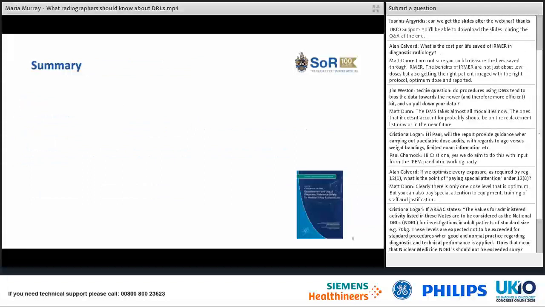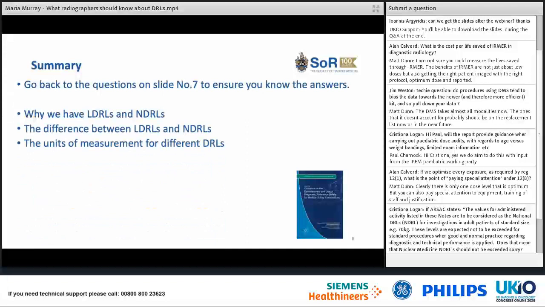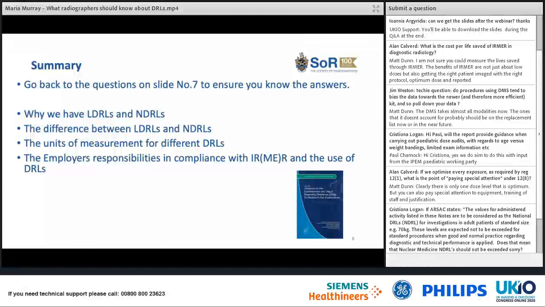So in summary, I want you to go back to slide number 7 on this talk and make sure you know the answers to those questions. I hope that you will know why you have local DRLs and national DRLs and what's the difference between the two of them. You must know the units of measurement that are being used for different DRLs. You should know the employer's responsibilities and your own responsibility in terms of compliance with IRMER. You know now what the misconceptions are in terms of DRLs.